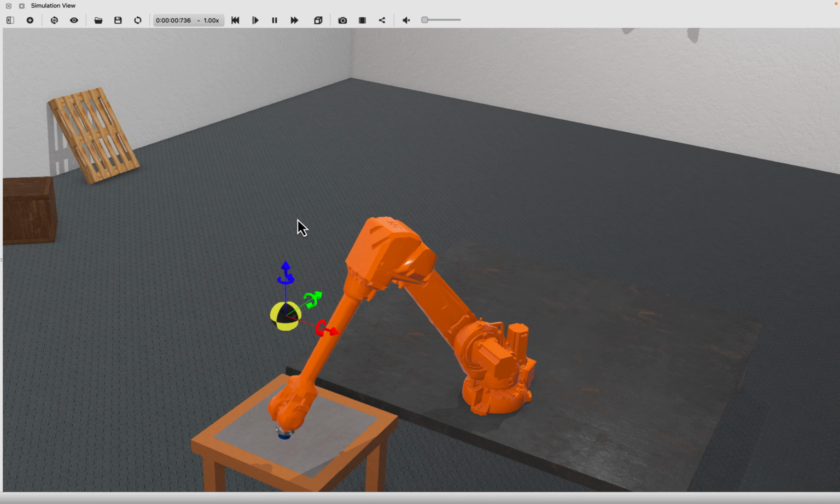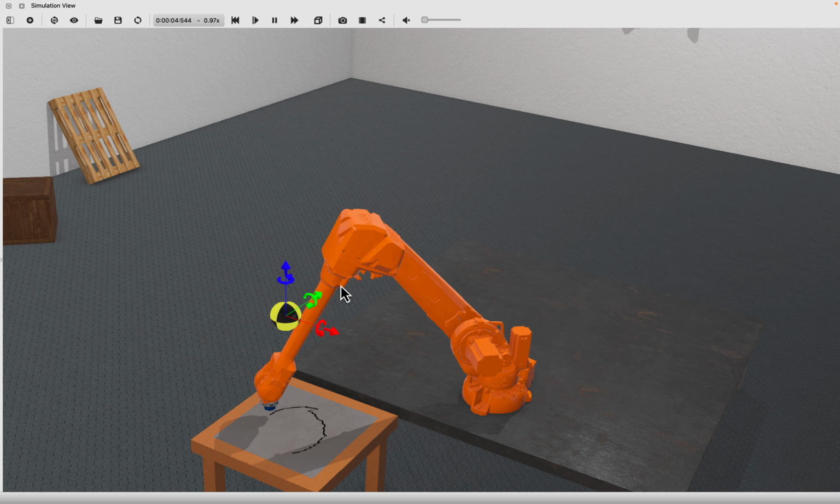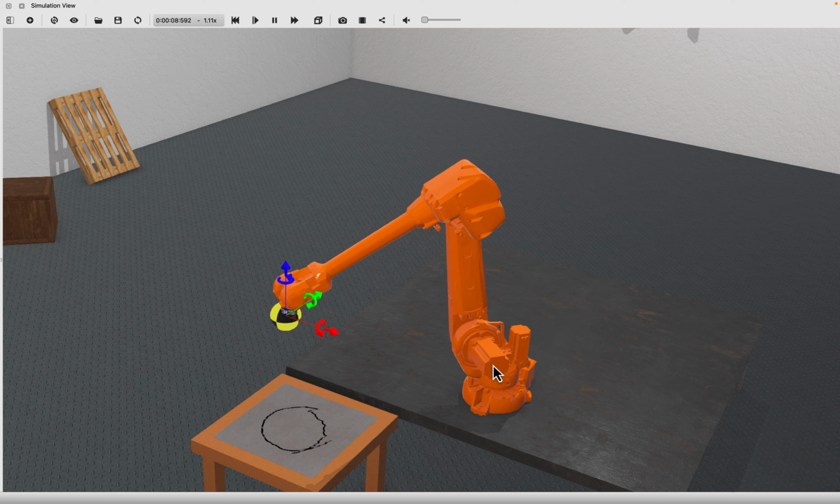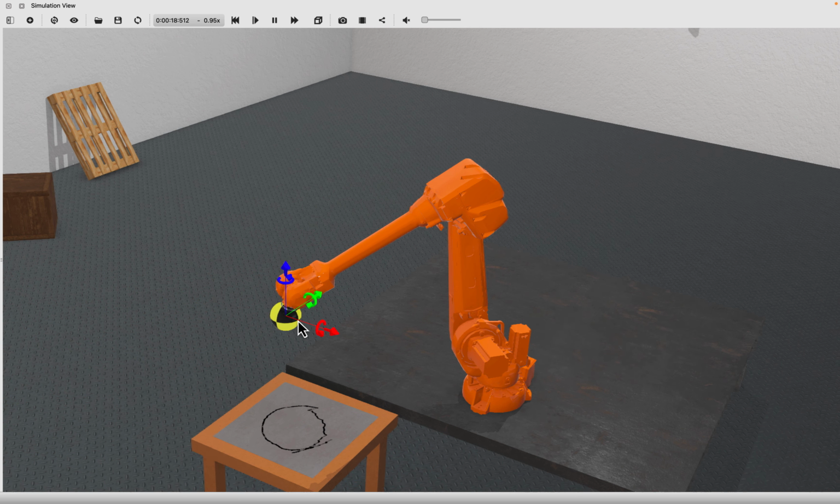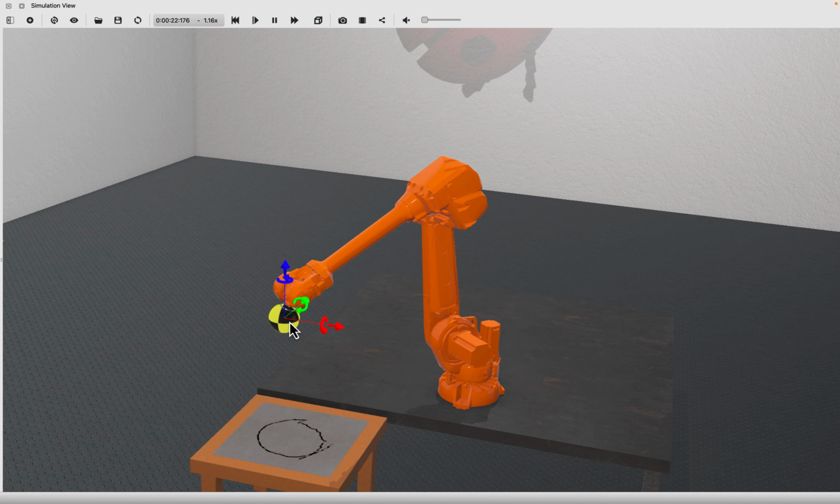The IRB 6400 from ABB is a 6 degree of freedom robot. It has 6 driven axes. You can see the base here, a second motor here, a third motor there, and then there's a fourth motor that can rotate the arm, a fifth motor that can swing the end effector up and down, and a sixth motor that can actually rotate the end effector itself.